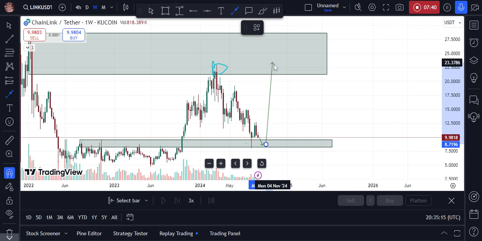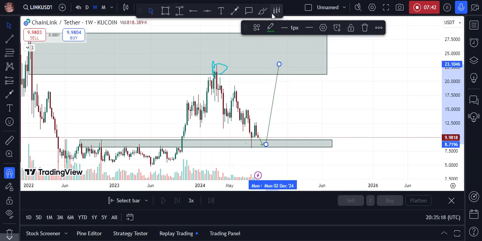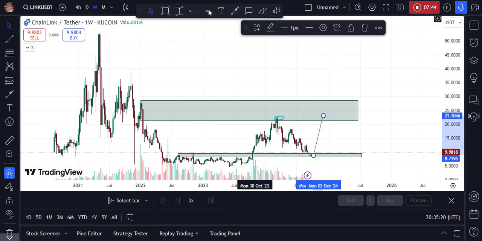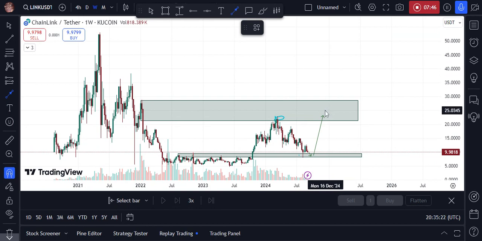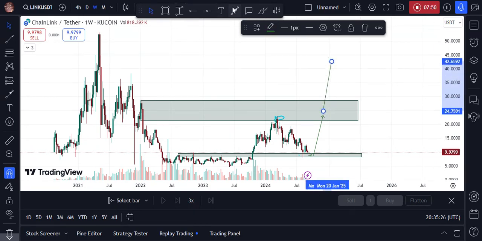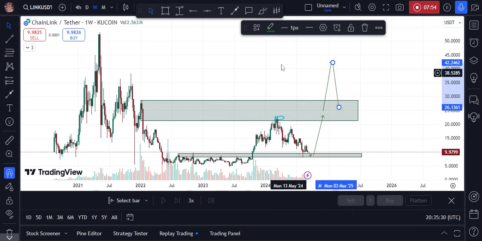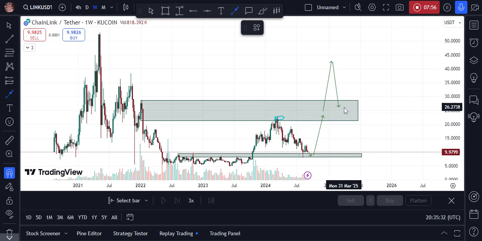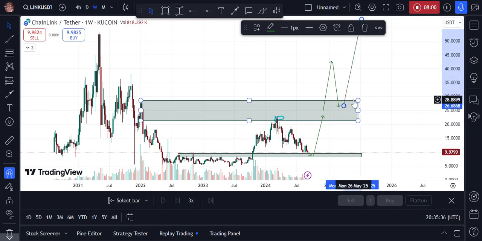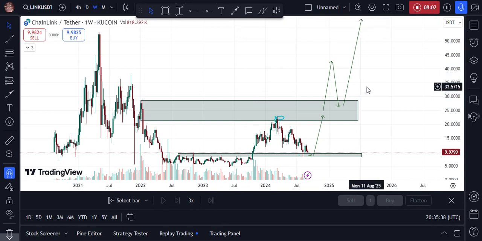Okay, now after coming to this zone, look at what happens. It will now continue up, breakout. Okay, now after the breakout, it will still come back for a retest of the zone before it surges. Does it make sense? So this is actually what is going to play out in this coin.